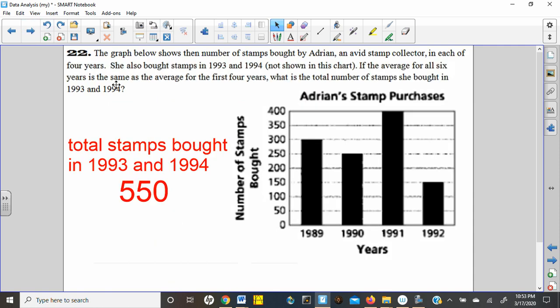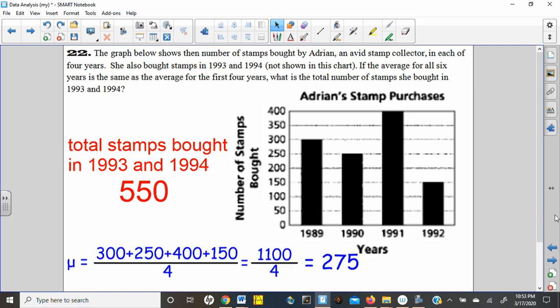22 is another histogram. It looks like Adrian has been collecting stamps for a while, and from 1989 to 1992, they bought, let's see here, 300, 250, 400, and 150 for an average of 275 a year. This question just says, if they also bought stamps in 93 and 94, and the total average remained the same, what would the total number of stamps bought in those 2 years have to be?